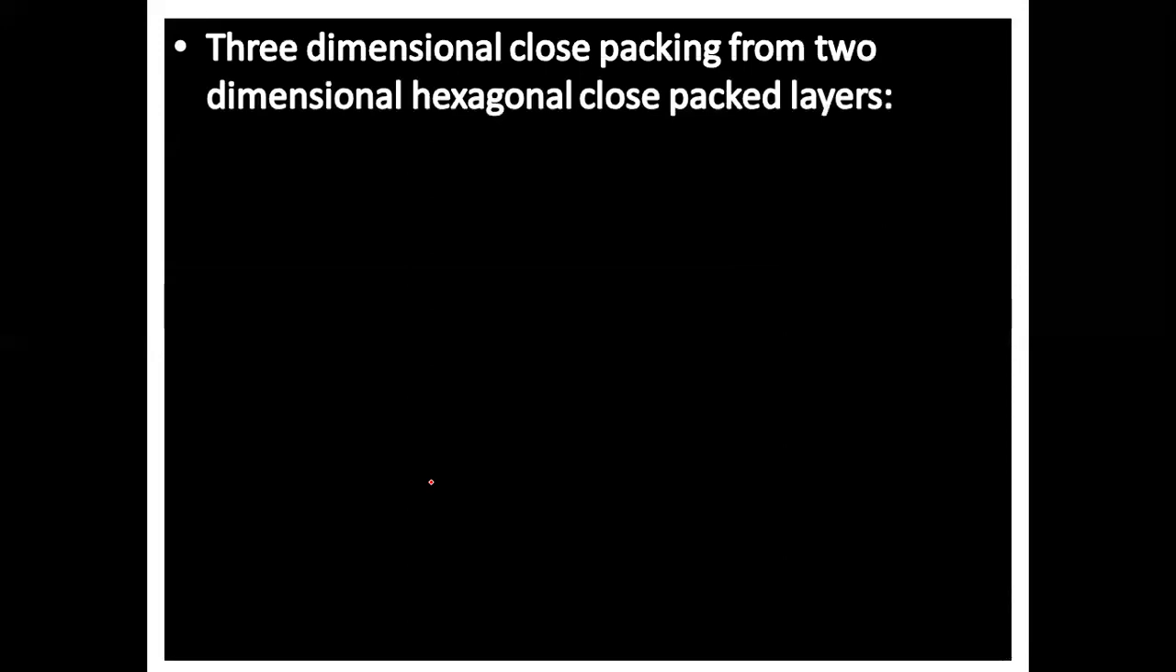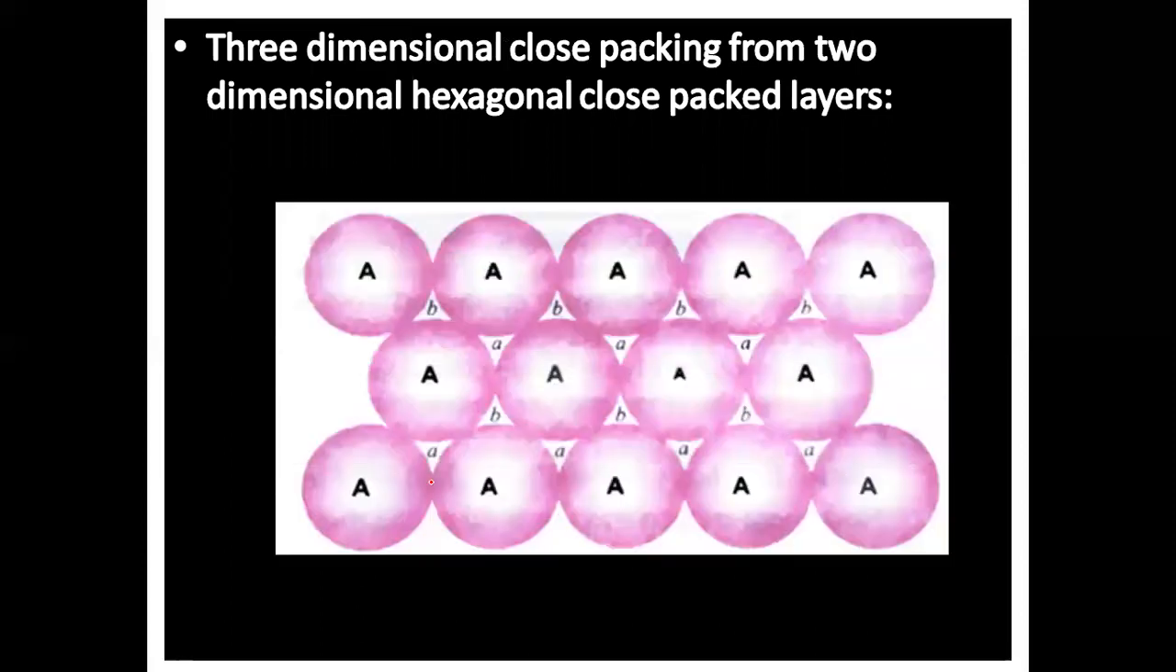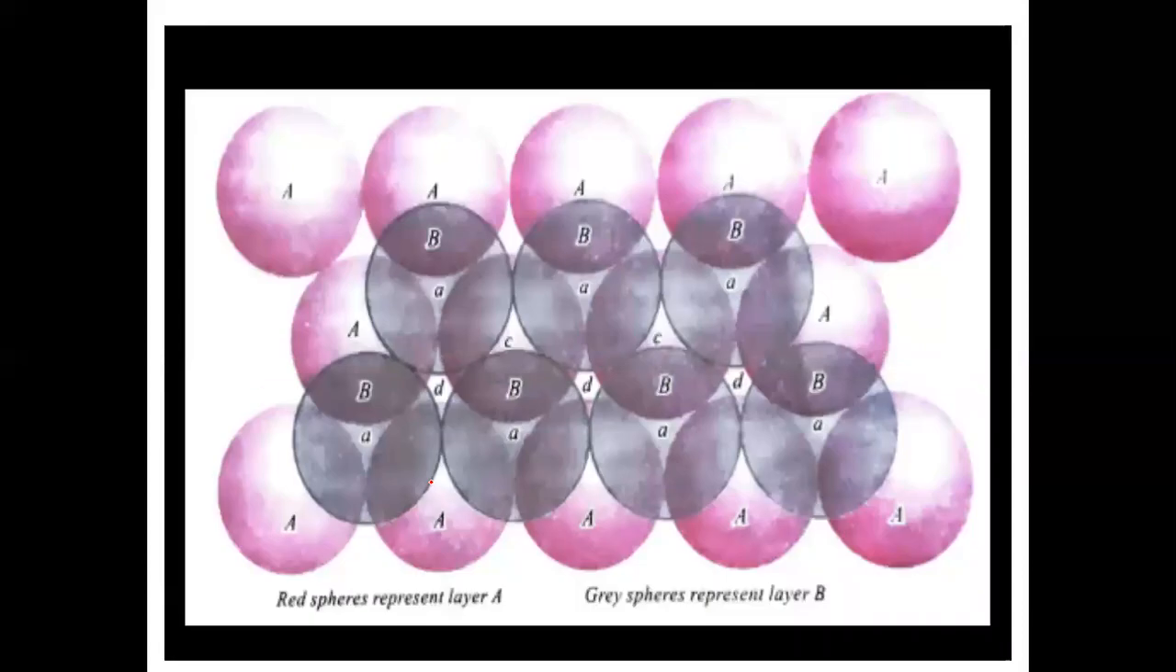Next is three-dimensional close packing from a two-dimensional hexagonal close packed layer. In this case, in the base layer shown in the figure, spheres are marked as A, and there are two types of voids, A and B, and both are triangular in shape. When the second layer is placed in such a way that its spheres find the place in the A voids of the first layer, and B will be left unoccupied, then the second layer is marked as B.